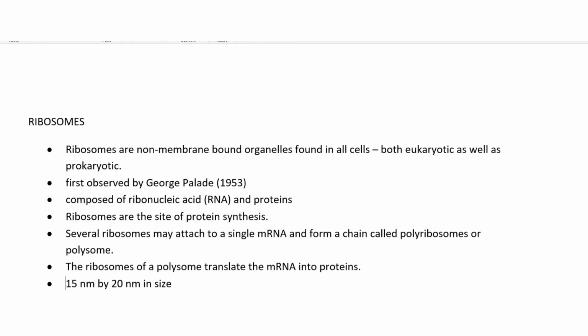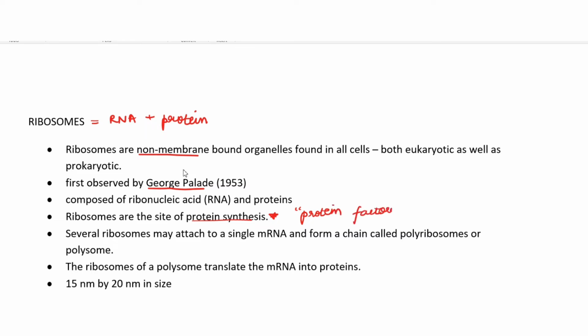Next, we are going to talk about the special organelle which is present in both prokaryotes as well as eukaryotes, which is ribosomes. Ribosomes, I said, are membraneless, and these were first observed by George Palade, so they are also known as Palade particles. Ribosomes are composed of RNA and protein. Important: ribosomes are the site of protein synthesis, which means in ribosomes there is synthesis of protein. So ribosomes are most commonly referred to as the protein factory of the cell.